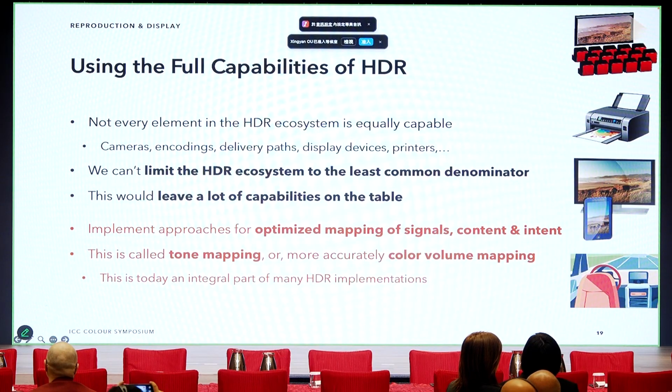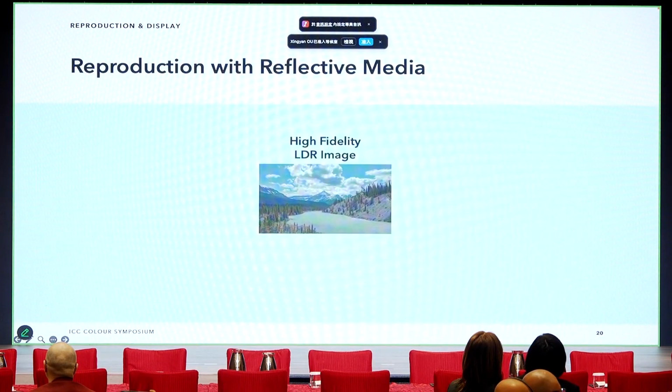So the approach is called tone mapping, or more accurately color volume mapping. And this is a very integral part of many HDR implementations nowadays. So what does this mean? Let me give you an example here a bit from the printing side of things.